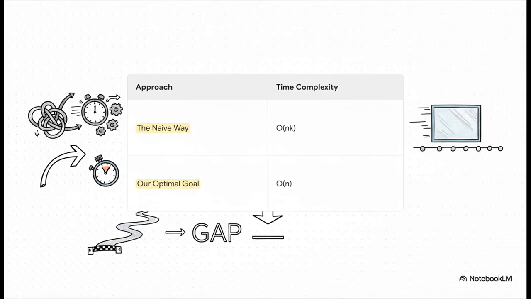And this right here, this is the whole point. The naive way where you rescan all k elements for each position, that's O(n times k). If your array is huge, that's a disaster. Our goal is O(n), linear time, which means no matter how big that window k gets, the total time only really depends on the size of the array n. That is a massive difference.